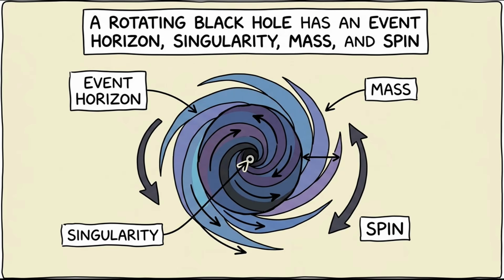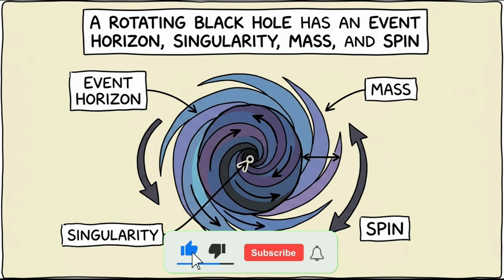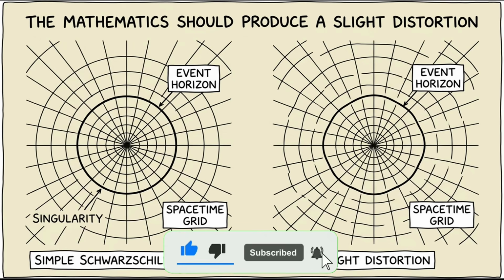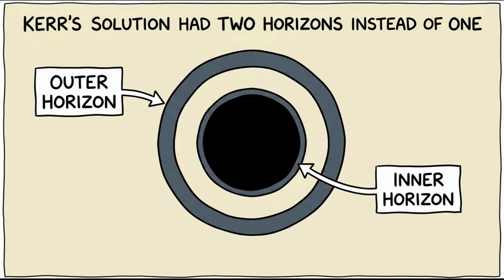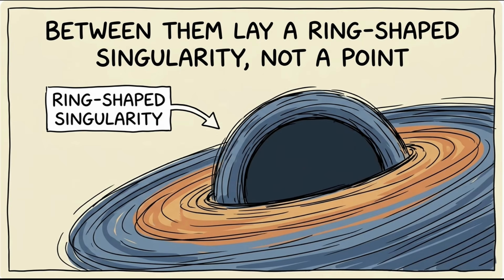A rotating black hole should have a similar structure to a static one: an event horizon, a singularity at the center, everything ordered by mass and spin. The mathematics should produce a slight distortion of the Schwarzschild solution. Nothing exotic. Kerr's solution had 2 horizons instead of 1. Between them lay a ring-shaped singularity, not a point.